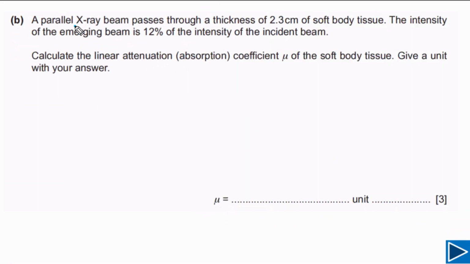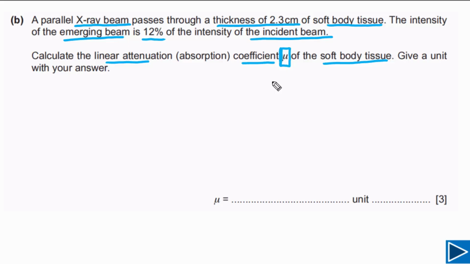For part B, it is given to us that an X-ray beam passes through a thickness of 2.3 centimeters of soft body tissue. The intensity of the emerging beam is 12% of the intensity of the incident beam. We need to calculate the linear attenuation coefficient of the soft body tissue, and also we need to write down the unit of mu, the linear attenuation coefficient. We also need to write down the unit of this one.